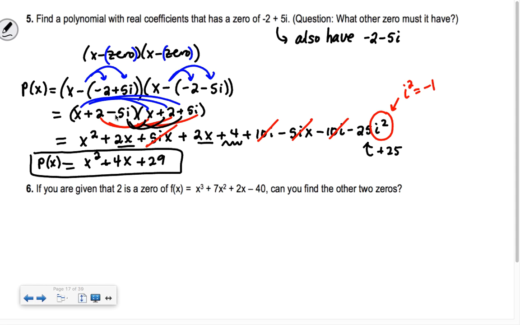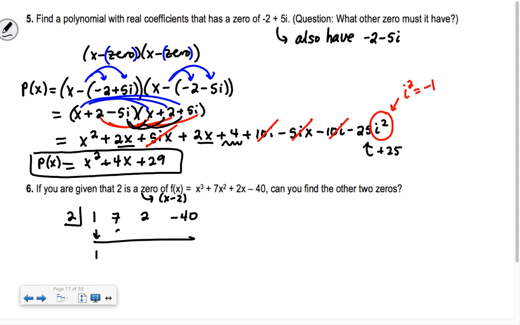All right, so it says, if you're given that 2 is a 0 of x cubed plus 7x squared plus 2x minus 40, can you find the other two zeros? Okay, so if we know that's a 0, Eric, head up, then we put 2 in the backward cell. And we have 1, 7, 2, and negative 40. Because when it says 2 is a 0, that means x minus 2 was the factor, right? Some people get confused and put a negative 2 there.